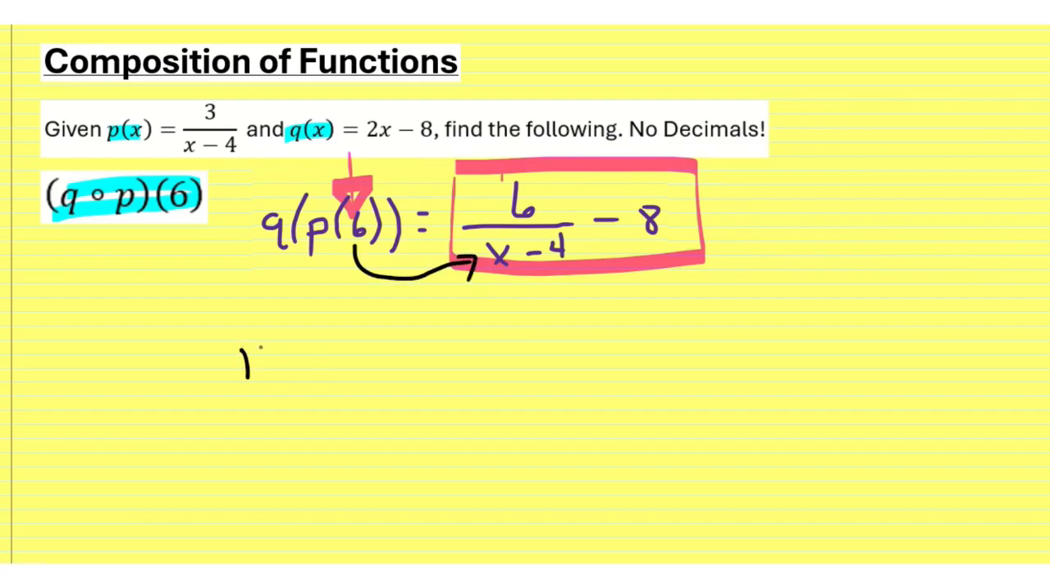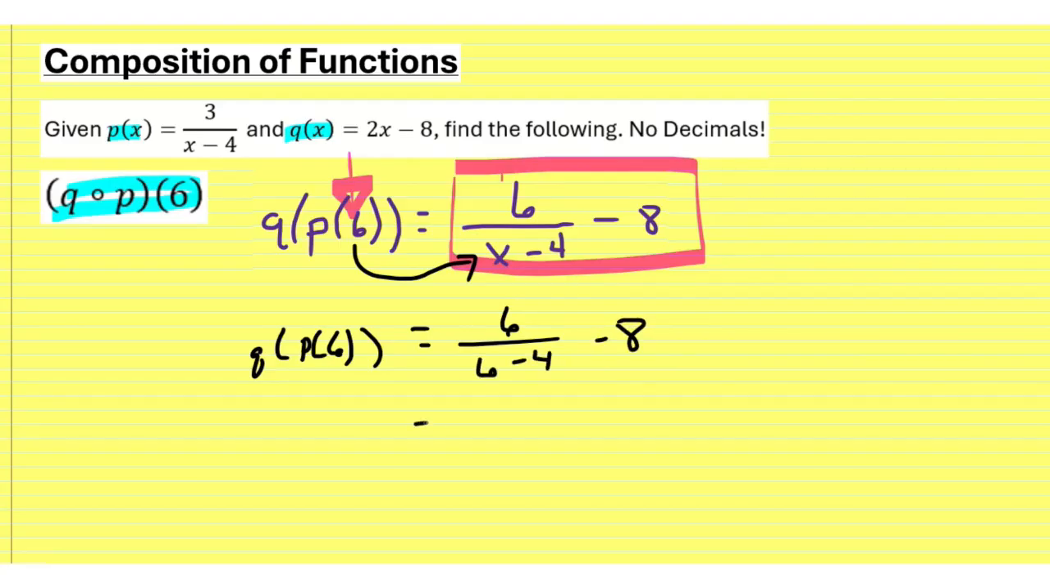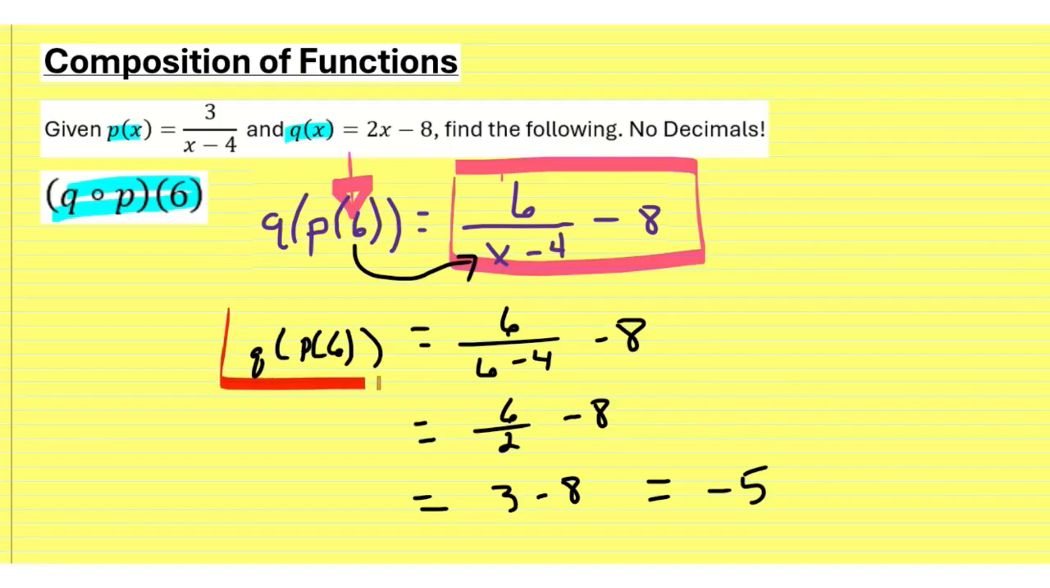So that means that the q of p of 6 is going to be 6 divided by 6 minus 4 minus 8, which is going to simplify to 6 over 6 minus 4 is 2 minus 8. And that is going to be equal to 6 divided by 2 is 3 minus 8. So my final answer is going to be a negative 5. So Q of P of 6 is equal to negative 5.